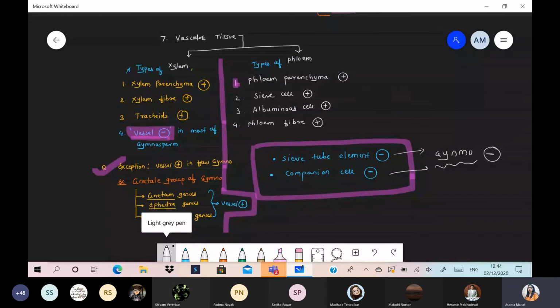Okay. So these are some information with respect to vascular tissue. In the next chapter, anatomy, we will discuss in detail. Because if I tell you now, you won't understand anything. So have patience. Once we start the anatomy chapter, we'll discuss the entire point.